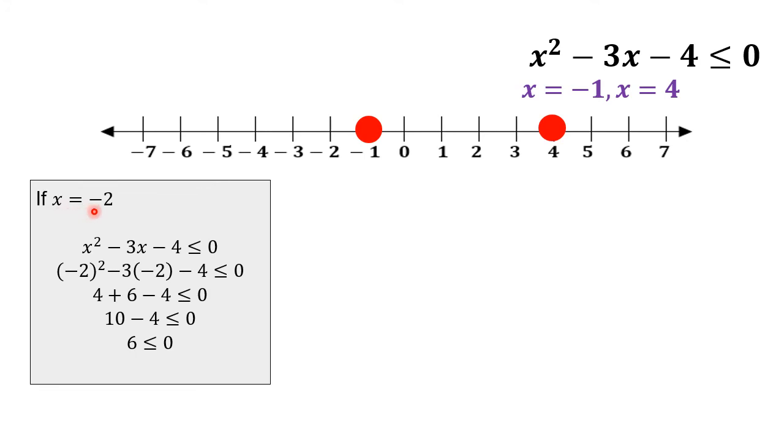So, if x is equal to negative 2, so substitute natin yung x, papalitan natin ng negative 2. So, we have negative 2 squared minus 3 times negative 2 minus 4, is it less than or equal to 0? So, negative 2 squared, that is equal to positive 4. Okay? Negative 3 times negative 2, that is equal to positive 6. Minus 4, is it less than or equal to 0? So, 4 plus 6, that is 10. Minus 4, is it less than or equal to 0? So, 10 minus 4, we have 6 is less than or equal to 0.